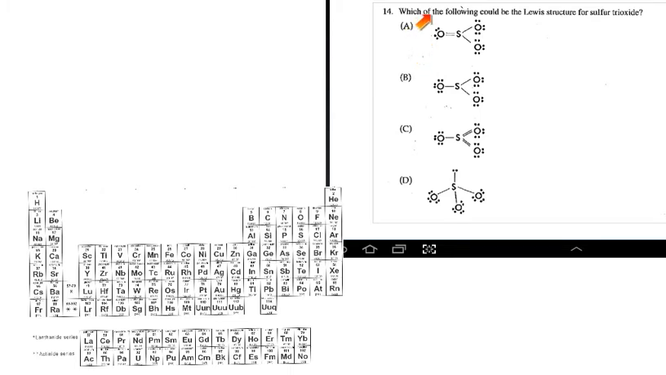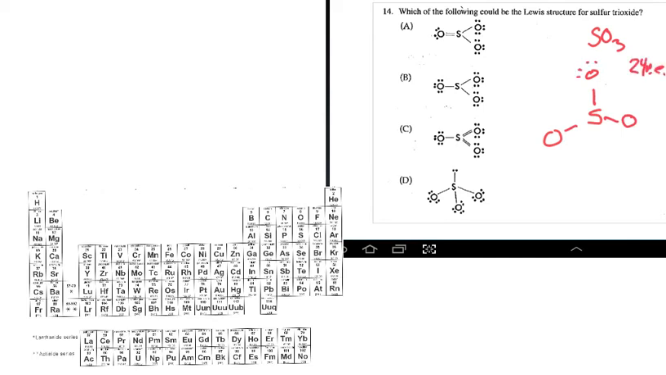All right, 14. Which of the following could be the Lewis structure for sulfur trioxide? So in order to get this right, we should probably make sure we know what sulfur trioxide is. It's SO3. And maybe the easiest way is to just draw the Lewis structure ourselves. So we know that sulfur would go in the middle. We know that there would be a total of 6 valence electrons for each oxygen. That's 18, plus the sulfur is another 6. So actually 6 times 4 is 24. So we have 24 valence electrons to work with.